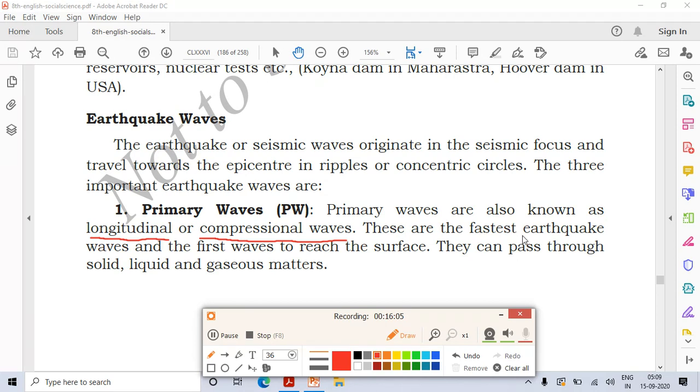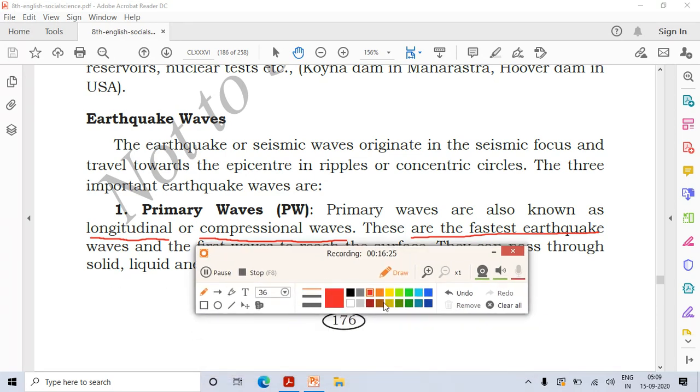These are the fastest earthquake waves and the first waves to reach the surface. These are very fast in nature. They will reach the earth surface first. They can pass through solid, liquid, or gaseous matters also. So these primary waves are very fast, they will reach the surface first, and they can even pass through solid, liquid, or gaseous matters.